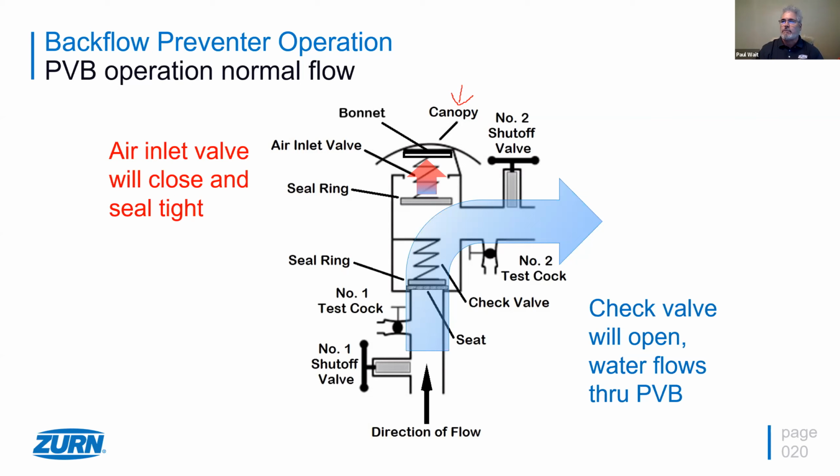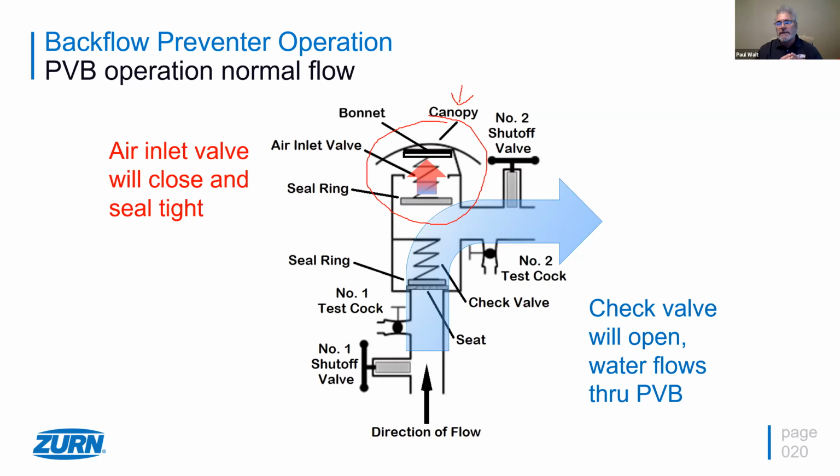Sometimes the bonnets are made of bronze, sometimes they're made of a plastic material, and they all have an air inlet valve and a seal ring that seals up against the bonnet. And there's some kind of spring in here, or springy material. It can be elastomeric, it can be a physical metal spring, but this is the key right here to how the operation of the PVB works when we start thinking about back siphonage.